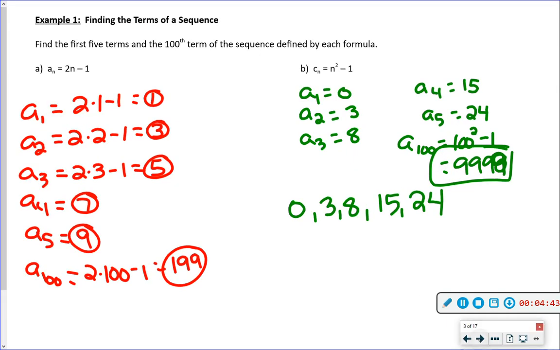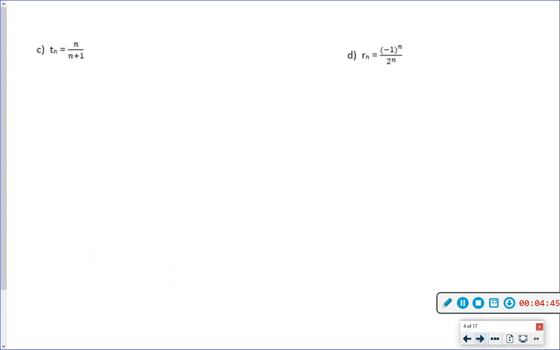Okay, well, let's do a fraction. I'm going to do these in a row just for the sake of time. So I'm going to put 1 in for both n's. So the first term is going to be 1 over 2. Now put 2 in for both. So what's your second term? 2 over 3, 2 plus 1. Third term, 3 over 4.